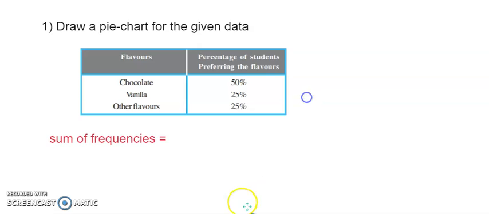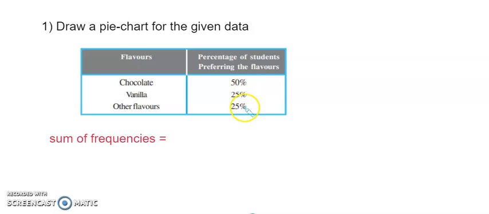What is the first question saying? It says that there are 3 flavors: chocolate, vanilla, and other flavors. Okay, how much percentage of people or students love that? Chocolate 50%, vanilla 25%, and other flavors 25%.